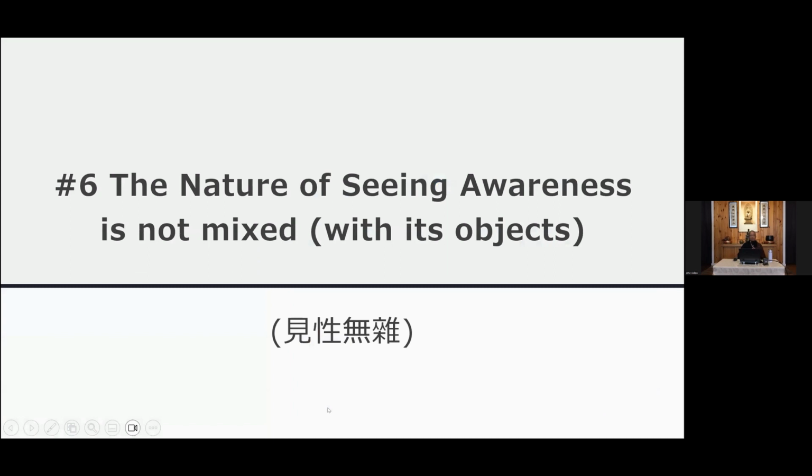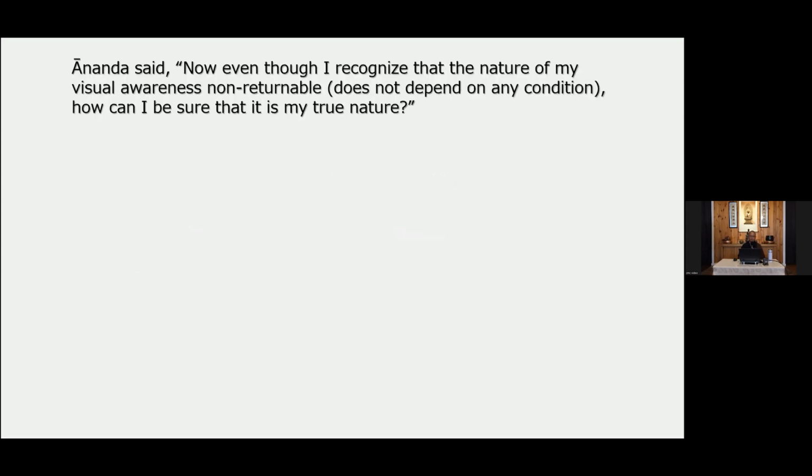So let's go to number 6. The nature of seeing awareness is not mixed with the objects. Ananda asked, okay, so when Buddha talks about the true nature of the seeing awareness being non-returnable, the light, the darkness, the openness and the blockage, all these are the conditions for us to see, but when we return them, we should be able to go to our original state of the mind.